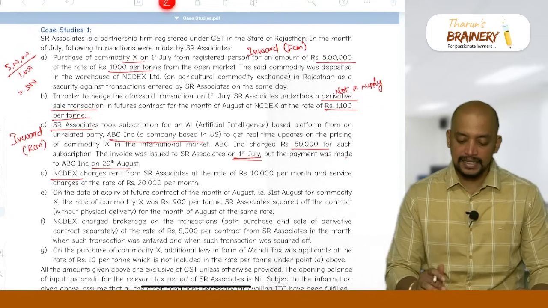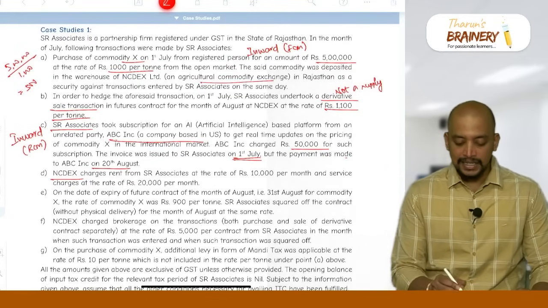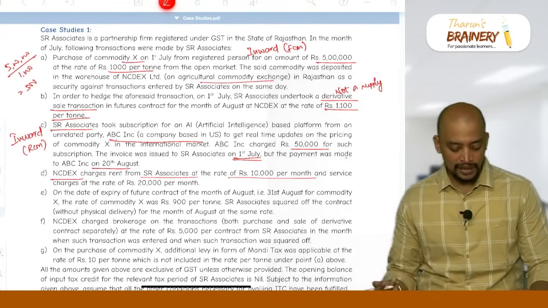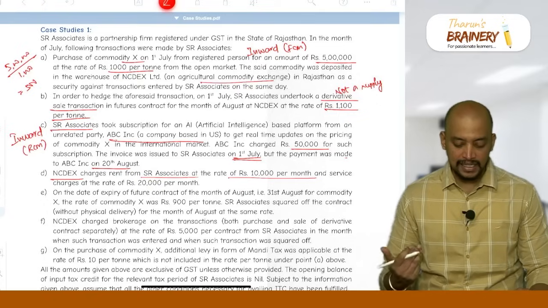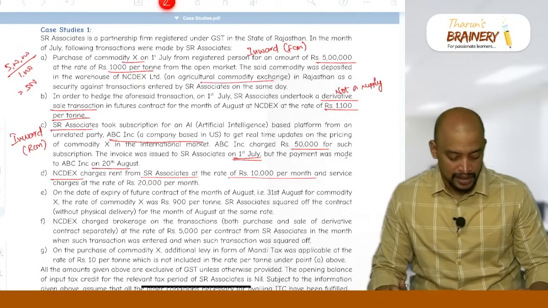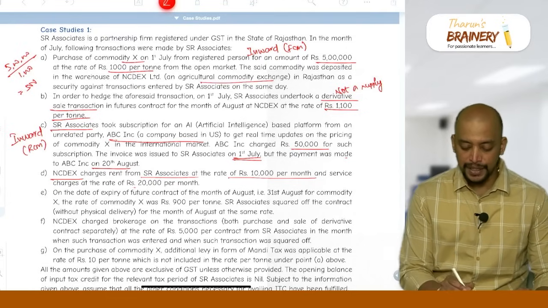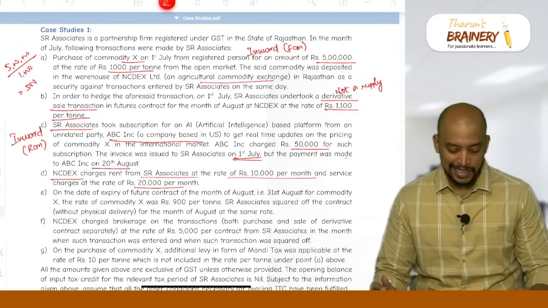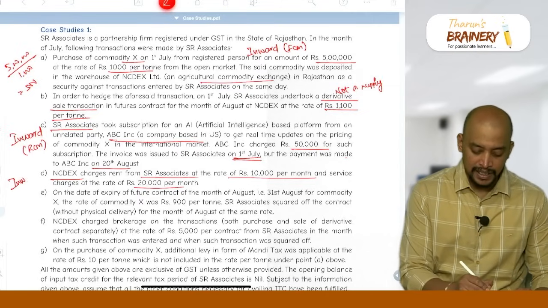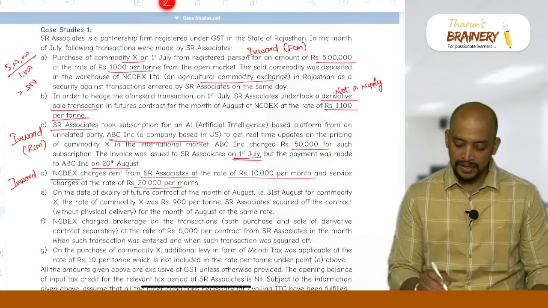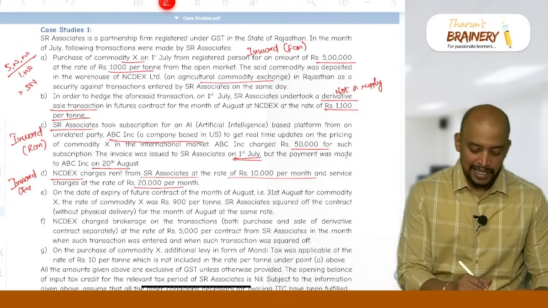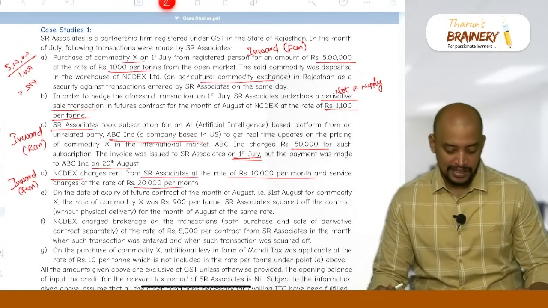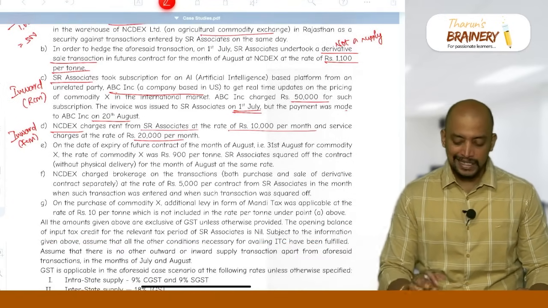NCDEX is an Agricultural Commodity Exchange. They charge rent from SR Associates at the rate of 10,000 per month and service charges at the rate of 20,000 per month. These are the charges incurred for storage of this commodity. Again, this is an inward transaction and it will come under FCM, on the date of expiry of the future contract of the month of August, that is 31st August.